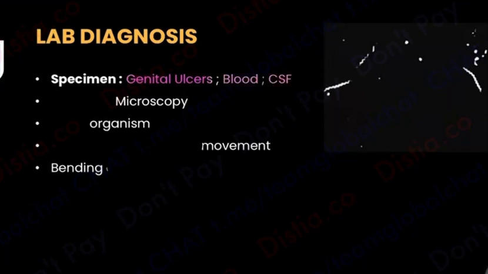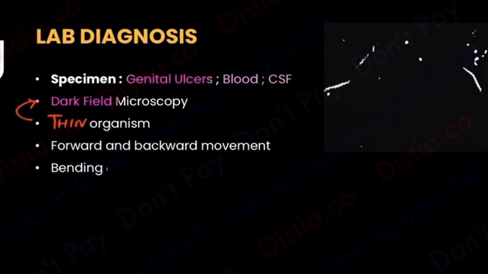And which microscopy? Come on, you've seen this picture earlier also. Which microscopy? Because they are very thin, we have to use dark field microscope, isn't it? Dark field microscope. Why? Because this is a very thin organism, and for thin organisms we use dark field microscope. Okay, so what is the movement? It tends to have a forward backward movement. That is the kind of movement it shows you.